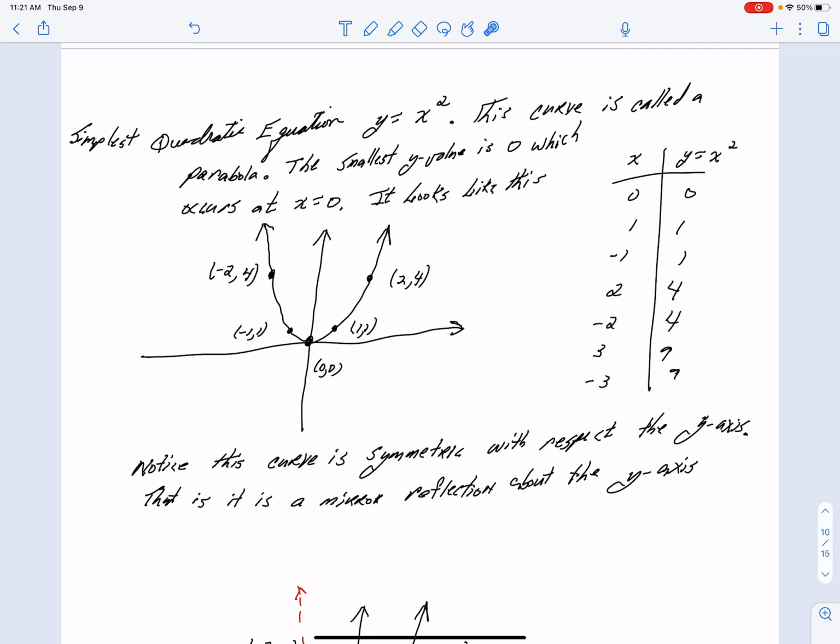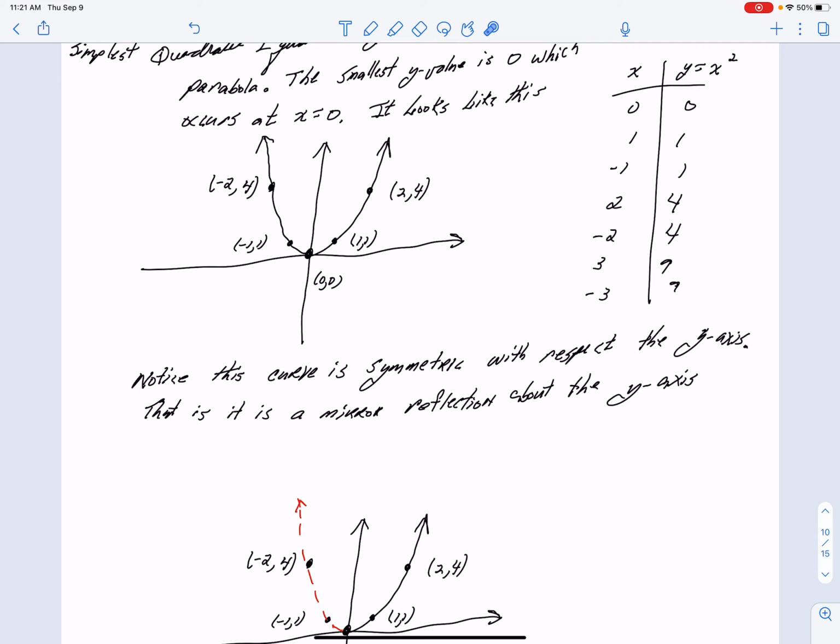There are some other points we can plug in. When x is 1, y is 1 squared, so there's 1. When x is minus 1, y is minus 1 squared. That gives me a value of 1 as well. When x is 2, y is 2 squared. That gives me a value of 4, and you keep on going. I plot a few of these points, I draw a smooth curve, and that's how I get this picture of a parabola.